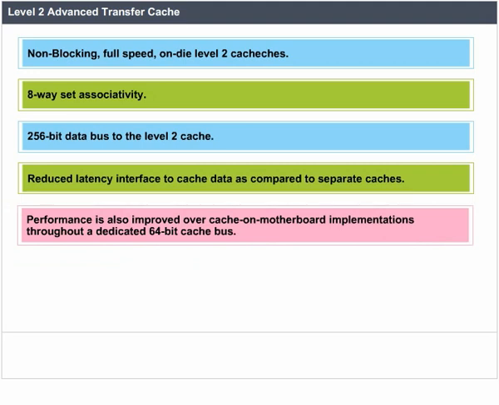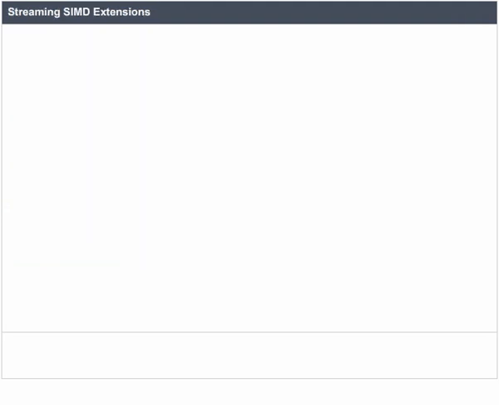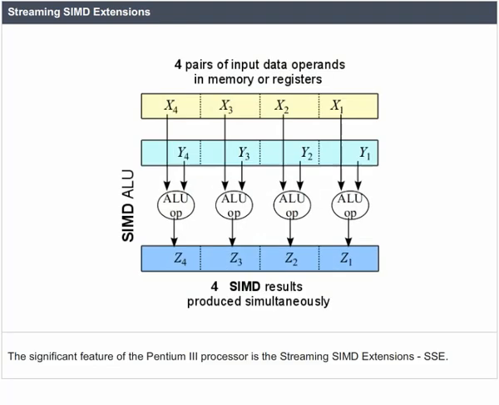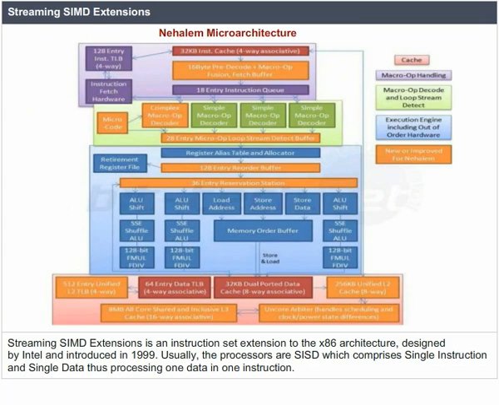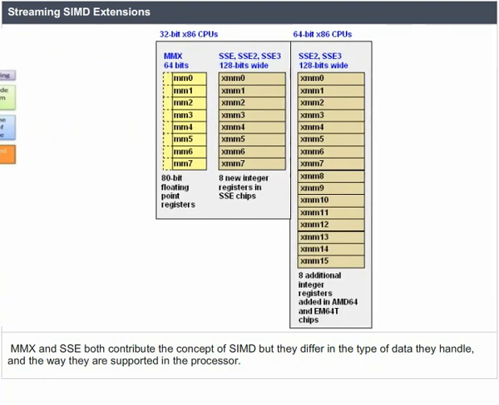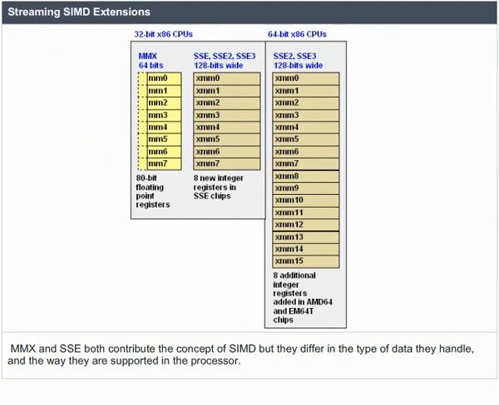Streaming SIMD extensions. The significant feature of the Pentium 3 processor is the Streaming SIMD extensions SSE. Streaming SIMD extensions is an instruction set extension to the x86 architecture designed by Intel and introduced in 1999. Usually the processors are SISD, which comprises single instruction and single data, thus processing one data in one instruction. MMX and SSE both contribute to the concept of SIMD, but they differ in the type of data they handle and the way they are supported in their processor.